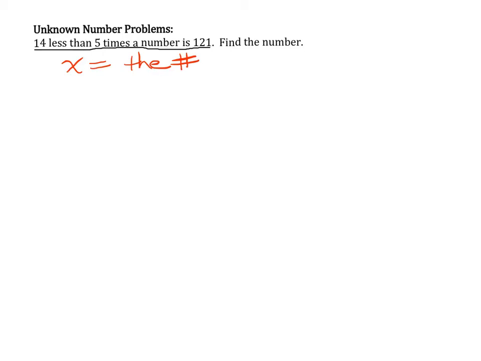Well, I know that my number is now x, so I'm going to reread it with x right there. 14 less than 5 times x is 121. That gives me, if I take 5 times x, and if I want 14 less than that, I have to subtract 14 from it, and that has to be equal to 121. And that's our equation. So we've read the problem, assigned a variable, set up the equation. Now let's solve the equation, right?